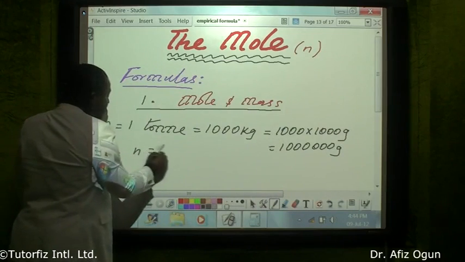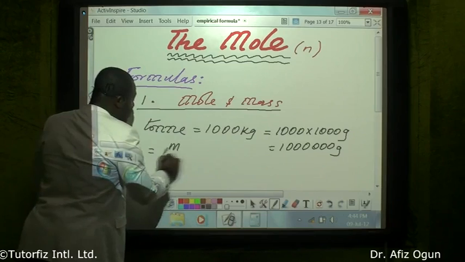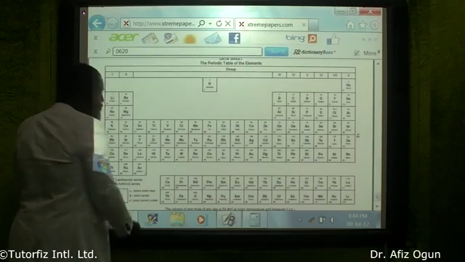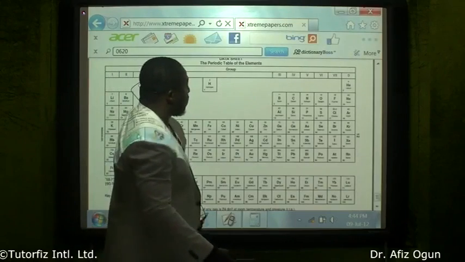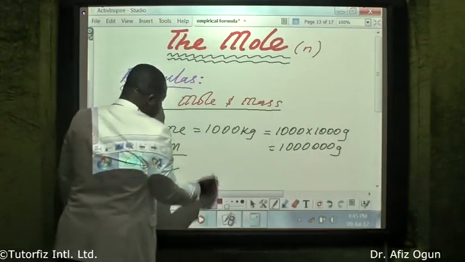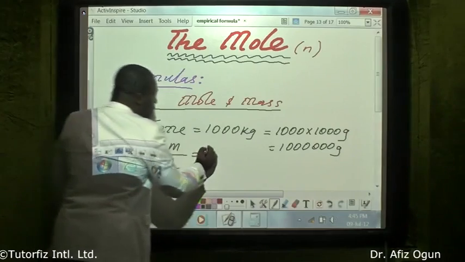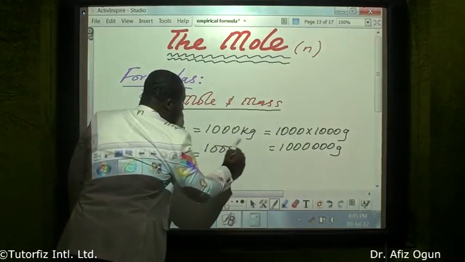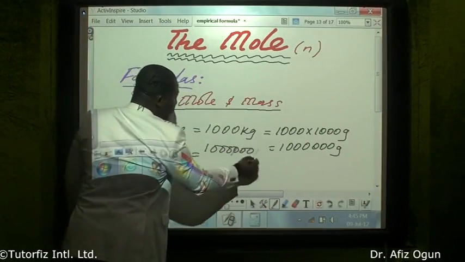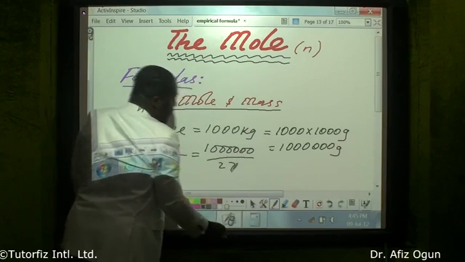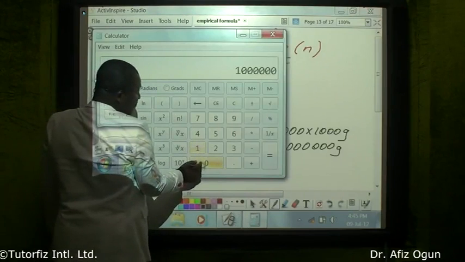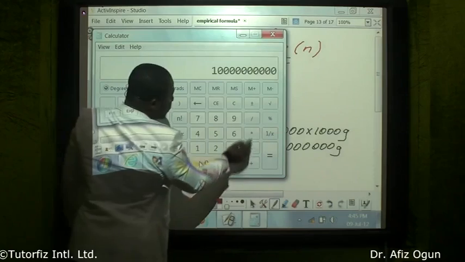And my n equals m divided by Mr. What is the Mr of aluminium? I go again to my periodic table, I go to aluminium. What do I see there? 27. So 1 million divided by 27. 1 ton is 1 million grams. Oh, too much.